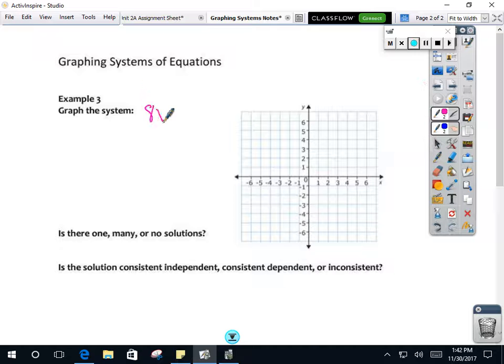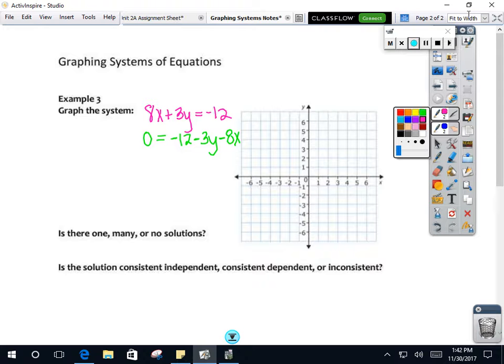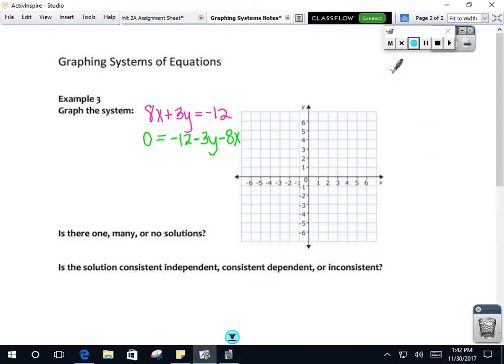Okay, 8x plus 3y equals negative 12 is our first equation. And then our second equation is 0 equals negative 12 minus 3y minus 8x. Okay, are they ready to be graphed? No. So over to the side where you have some room for scratch work, let's rewrite the first one into slope-intercept form first. So what do I need to do?